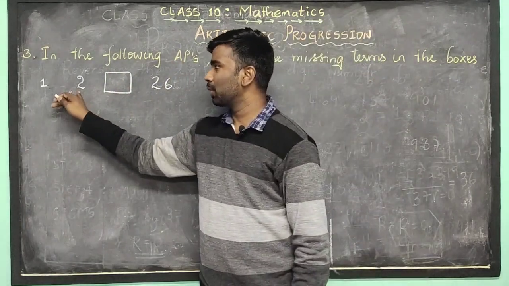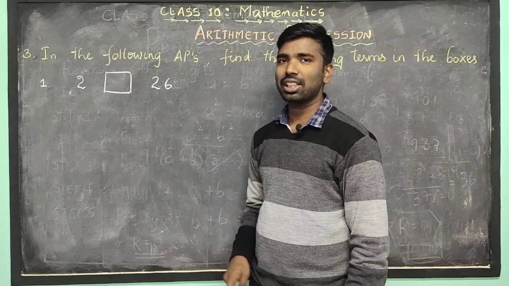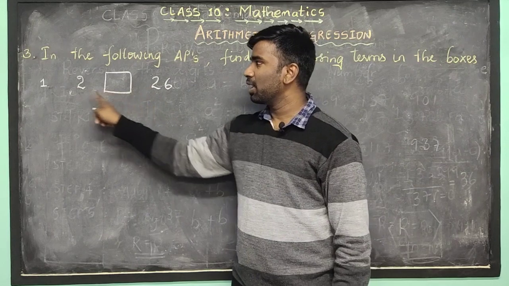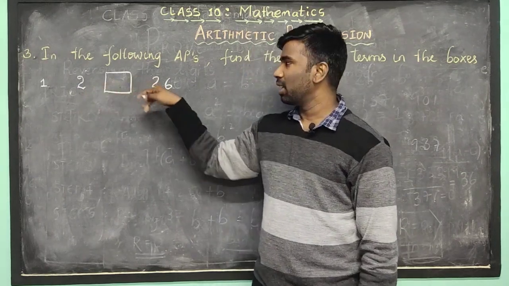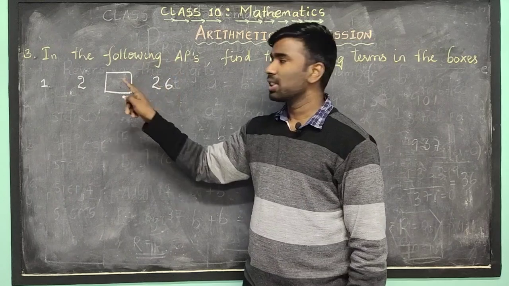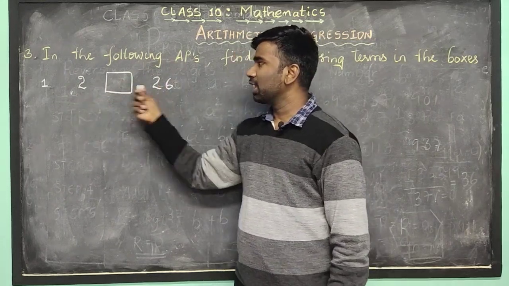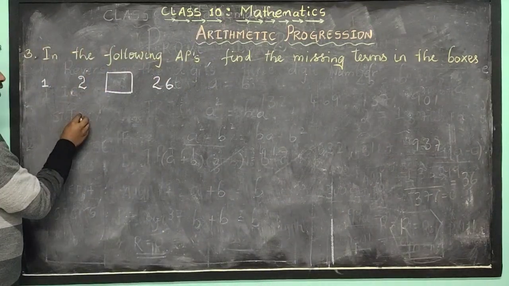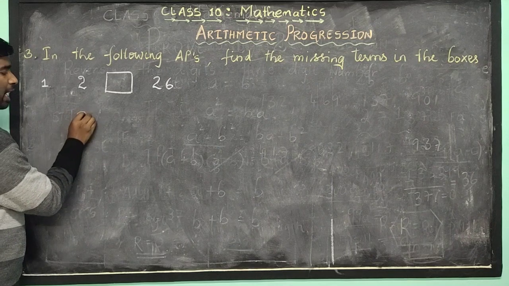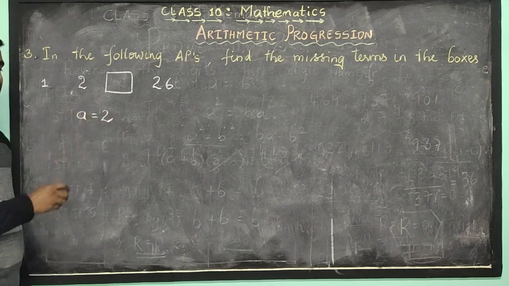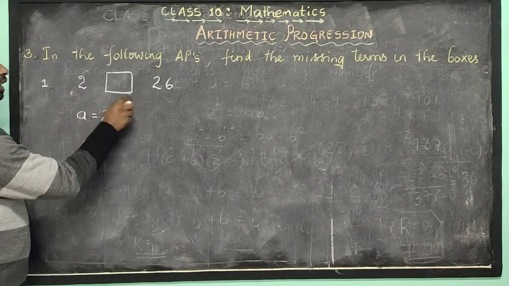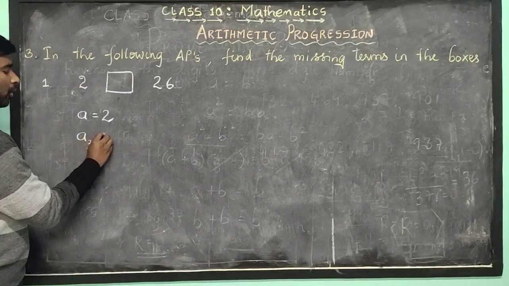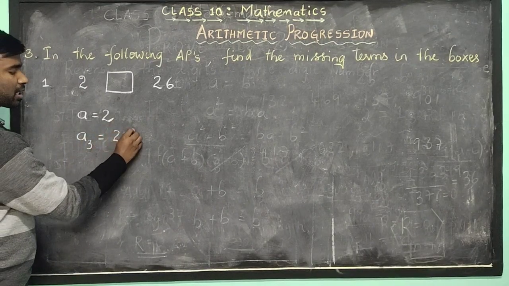The first question is 2, a missing box, and 26. We should find out the second term. This is an AP: the first term, second term and the third term. We should find out the second term using the given terms. Now the first term is what here? The first term is 2, that is A equals 2. So A equals 2, then A1, A2, A3. Given A3 equals 26.